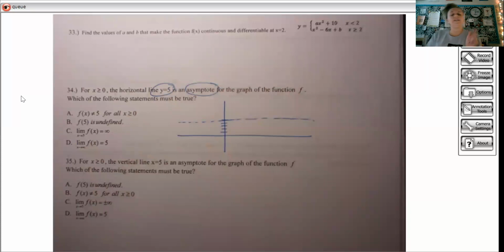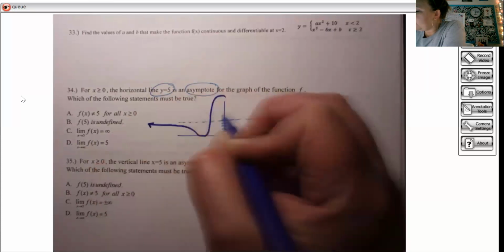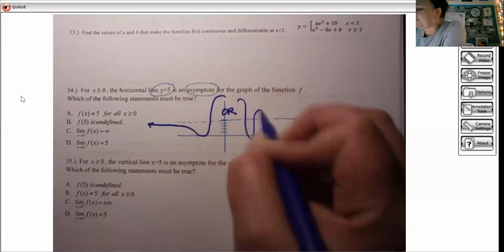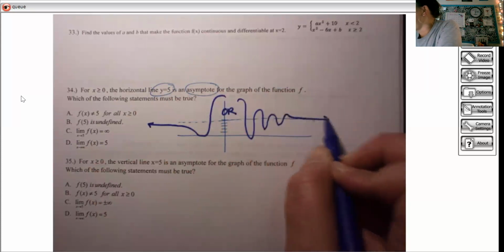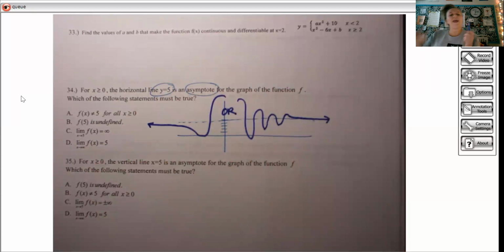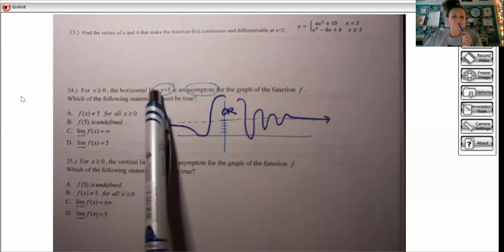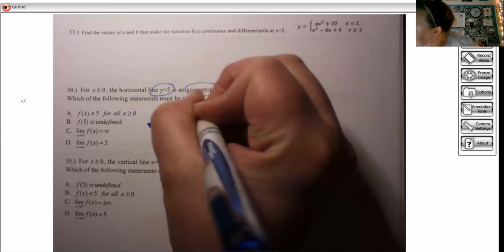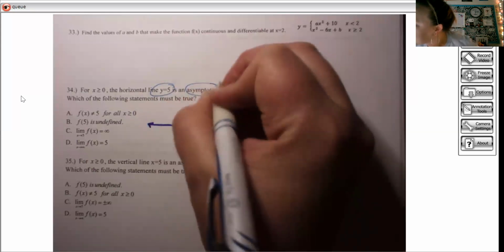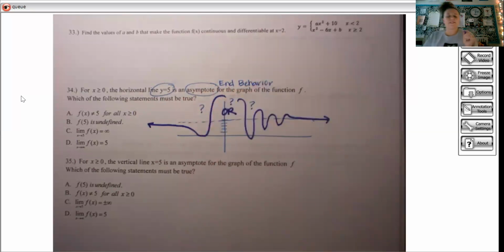That means one of two things is possible. I could have an asymptote on, let's say, this side, or you never know what happens in the middle. Crazy stuff in the middle. But on the other side, I could be asymptoting towards 5. All that I know is that one of the sides is going to asymptote towards this horizontal line. We have no idea what happens in here, because asymptotes only tell me the end behavior of the graph. They don't tell you what happens in the middle.